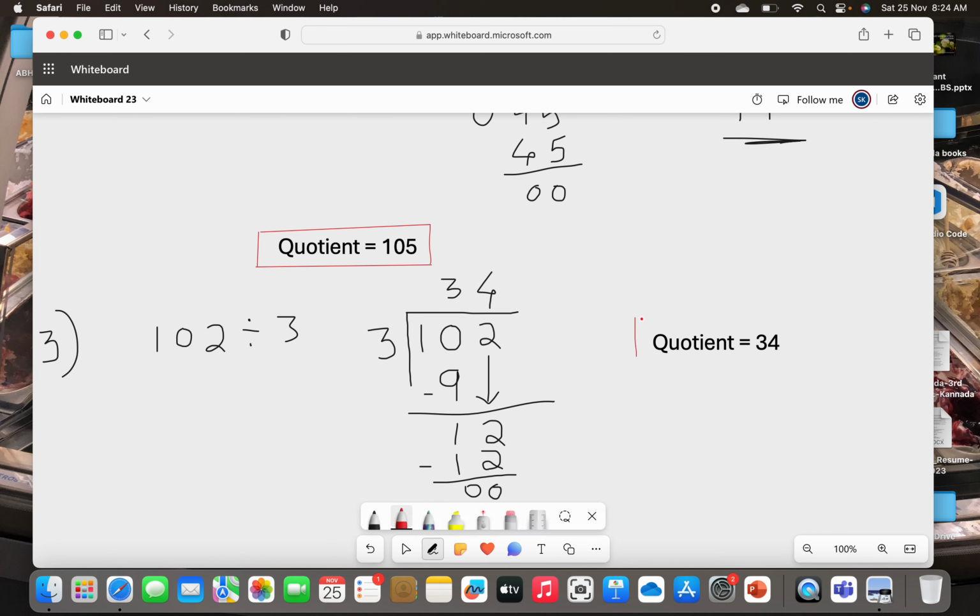Nothing to get confused about. It's very easy and you can score really well. Alright, the rest of the problems, let's do it in class.